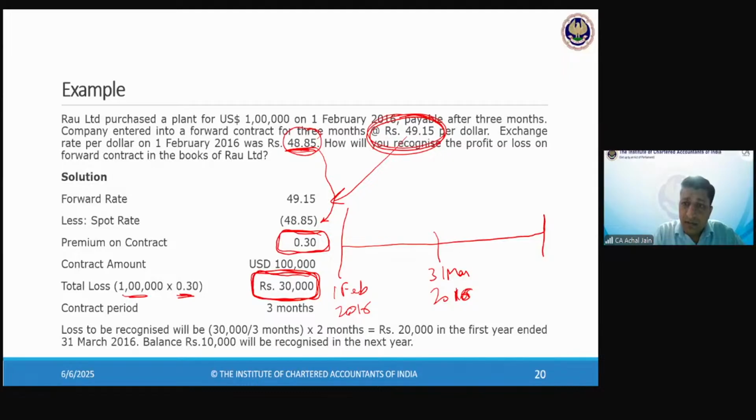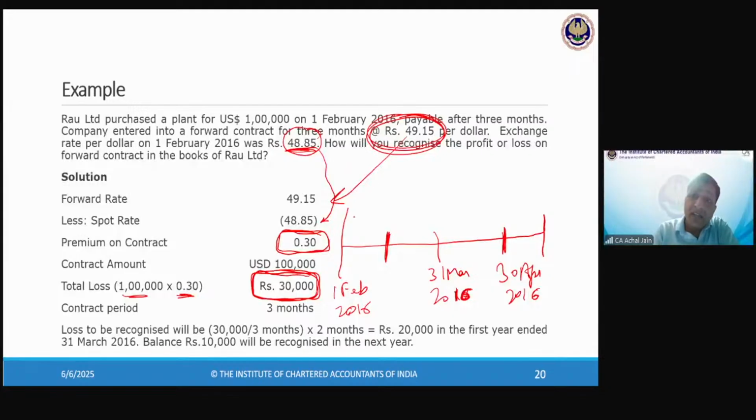3 months. Okay. So Feb, you have 1 month. March, you have another month. 30th April 2016 is the 3rd month. That's when the contract ends. So this 30,000 is the cost for 3 months.